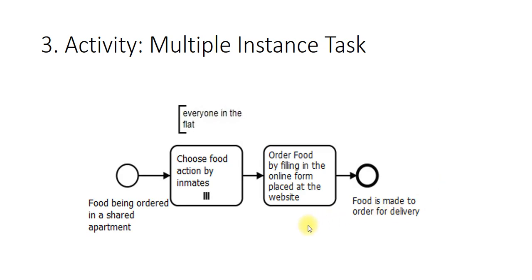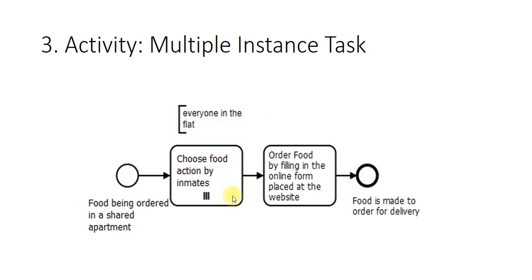Next is an example of a multiple instance task. Here the start event is a none event where we say food is being ordered in a shared apartment. Now there is a multiple instance task. What goes on in that task? It says it's again choosing food by inmates, but this time everyone in the flat should agree. So that is the example of a multiple instance task. It may also happen in parallel.